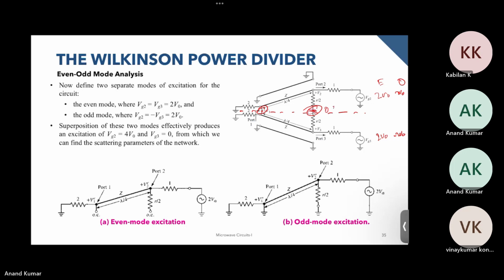So if this particular point becomes open circuit and this point also becomes open circuit, we can simply open the circuit from the middle. This happens for the even mode. For the odd mode, this becomes short circuit and this also becomes short circuit, and again we can isolate the above part from the below part. I hope this is clear. How this open circuit and short circuit happens is what we will cover in the next few slides.